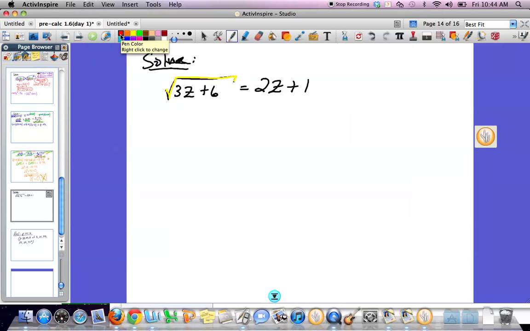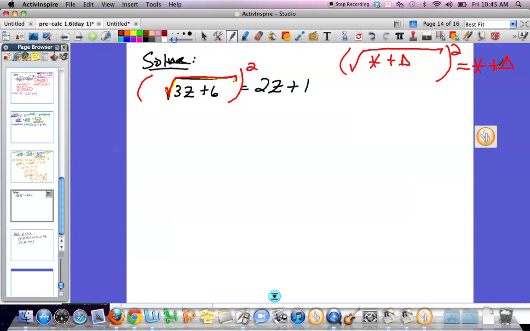How do you undo a problem like this? How do we begin to solve a problem that has a square root? Provided that the square root is isolated, provided that the square root is by itself, you simply square that side. Because we've already talked about this, the square root of star plus triangle, if I square that, what do you get? You get star plus triangle. So on this problem, when you square both sides, I'm going to have 3z plus 6.